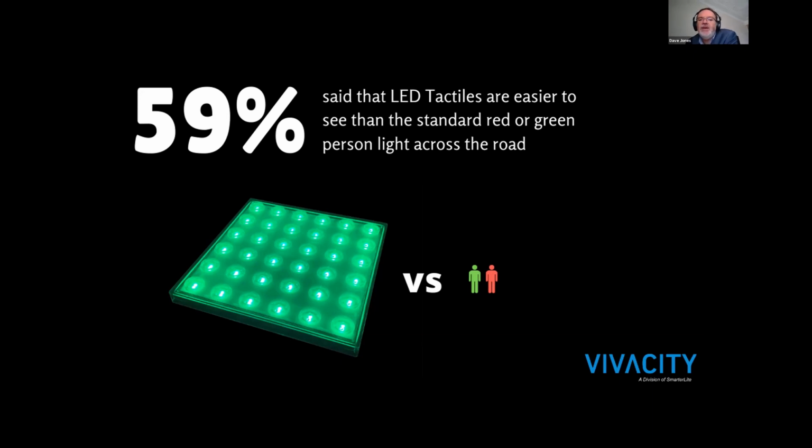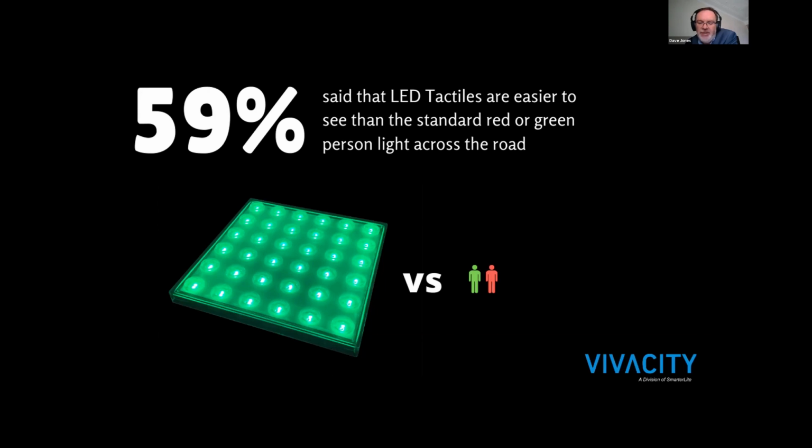The LED safety tactile is a good way of bringing a much bolder, a much larger visual signal to the same side of the road as the pedestrian, and it reinforces the beep from the traffic light control button as well, which is the audio signal. But this brings a big, bold visual signal to where the pedestrians are actually standing on the same side of the road.